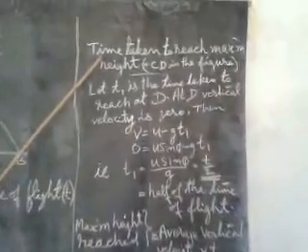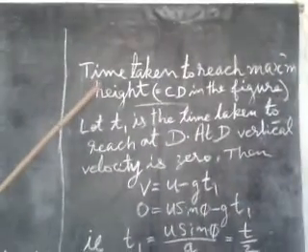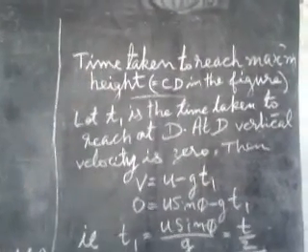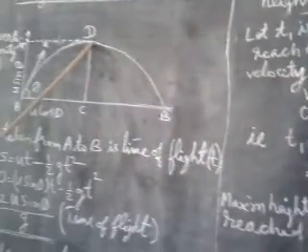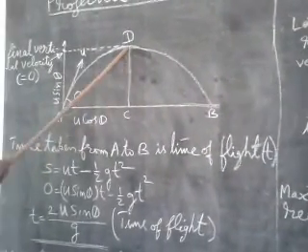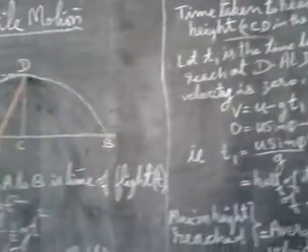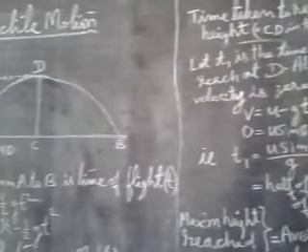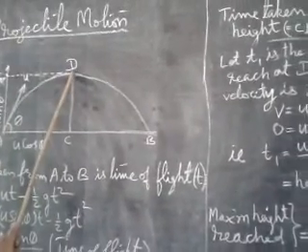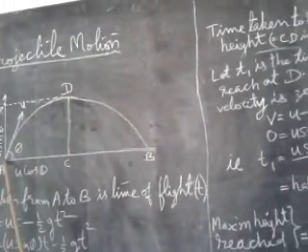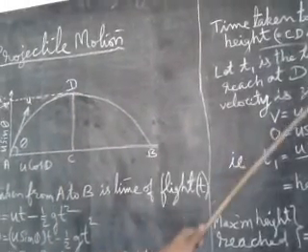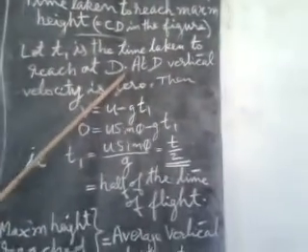Now we try to bring a relation for the time taken to reach maximum height, which is CD in the figure. The maximum height reached is CD in the figure. Let T1 be the time taken to reach D. The projectile is projected from A and reaches D. So the time taken to travel from A to D is taken as T1.